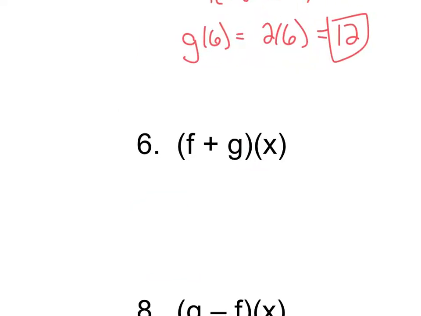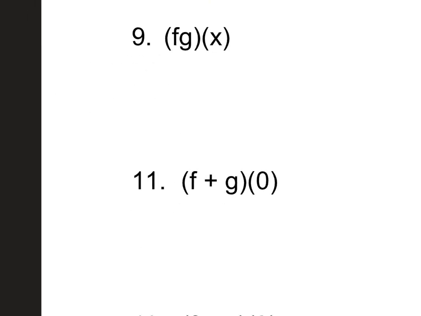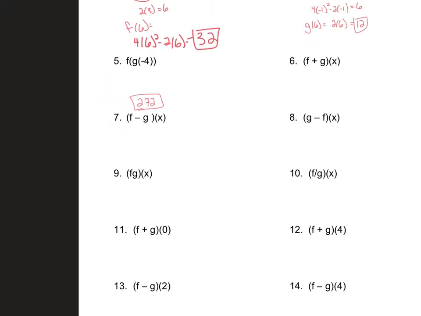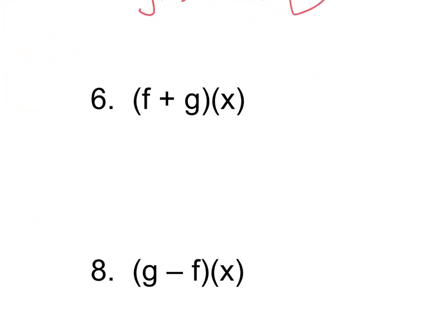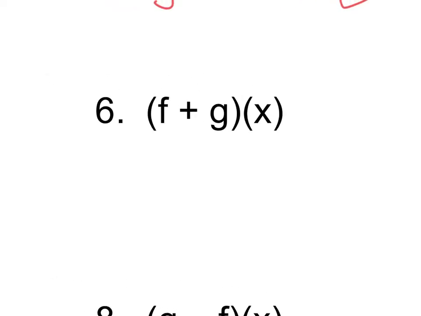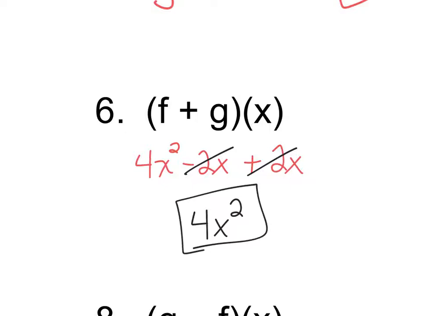Now, this is going to look very similar to what we're going to do in a minute. If you look at number 6 and number 11, they're both f plus g. 6 uses x, 11 actually uses a number. So they're a little bit different, so we won't get too bogged down in that. If we're doing f plus g of x, we're not plugging anything in, we're adding the two functions together. So 4x squared minus 2x, then plus g of x, 2x. Well, 4x squared minus 2x plus 2x means the 2x's cancel, and our answer is 4x squared.